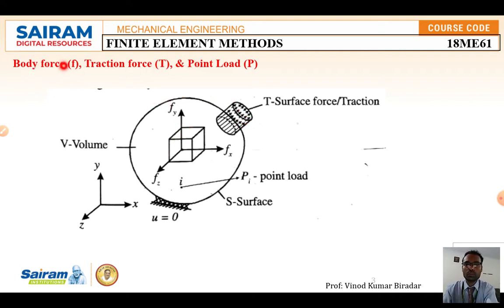Body force is the force which acts on the entire body, and it is denoted by capital F. Traction force is also called surface force. It means the force which is applied over the surface of the body. And point load is a force that acts at a particular point on the given body or surface. These are the forces acting on the body. This is the volume in three directions, and it is fixed to the ground where displacement becomes zero.